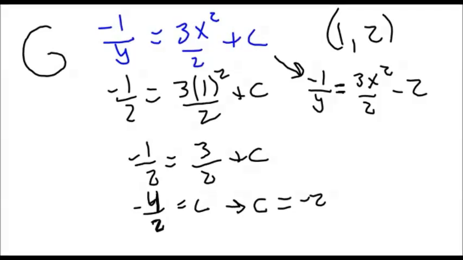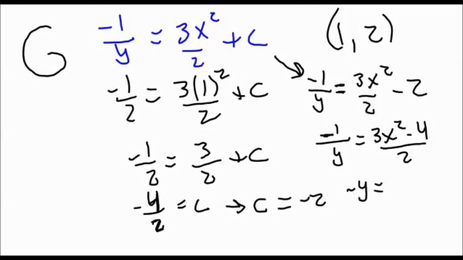So what I'm going to do is I'm going to rewrite this. I'm going to leave the negative 1 and the y. But over here, I'm going to get 3x squared minus 4 over 2. Notice that's 4 over 2, which is just 2. Then I'm going to flip both sides. It's like you can do something on one side, do it on the other. I'm going to flip the left side, flip the right. And so what I get when I do that is negative y equals 2 over 3x squared minus 4.